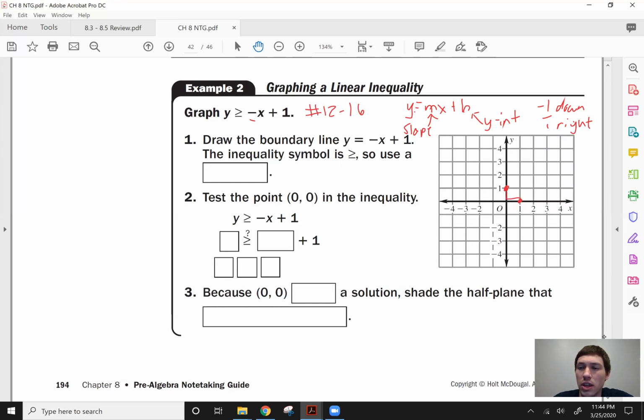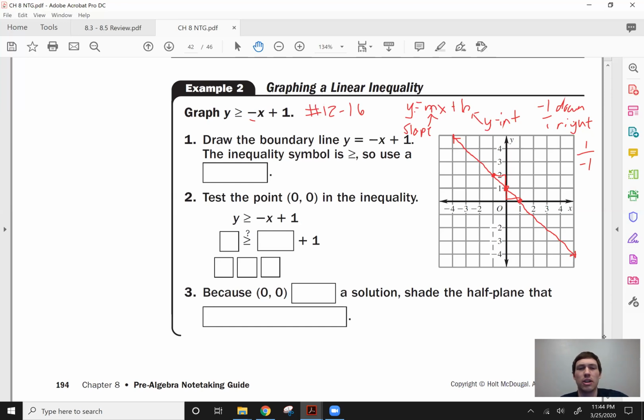Or negative 1, it could also be 1 over negative 1, because a positive divided by negative is still negative. So I could go up 1 and left 1. Notice it's going to form the exact same line no matter what I do here. So it's going to look something like this.